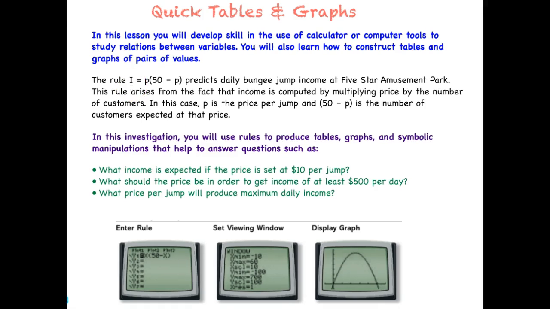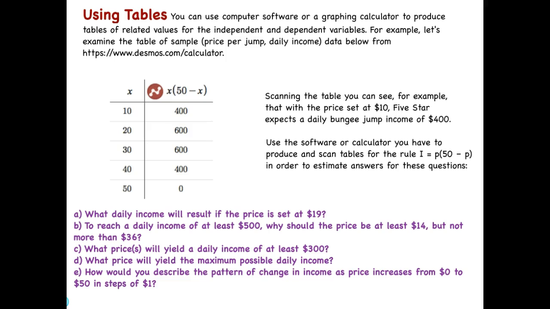In this investigation, you will use rules to produce tables, graphs, and symbolic manipulations that help to answer questions such as this. What income is expected if the price is set at $10 per jump? Or what should the price be in order to get income of at least $500 per day? And what price per jump will produce maximum daily income? The windows down here are what your calculator screen might look like if you were going to graph this function. Notice that we use X and Y instead of I and P.